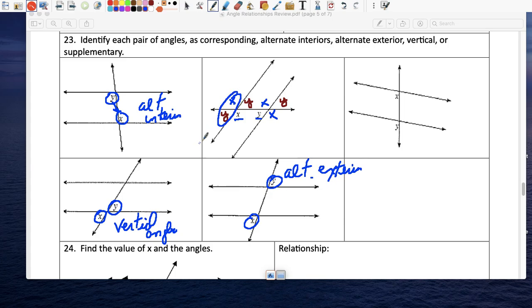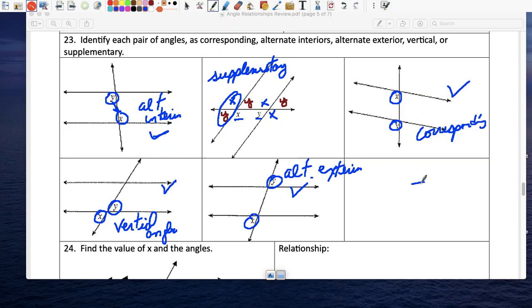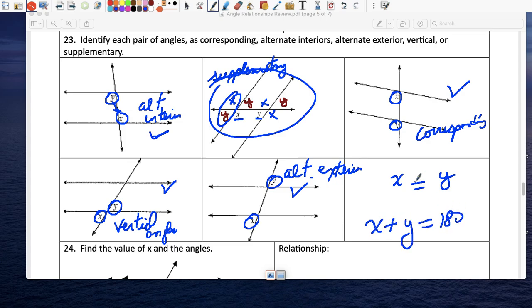So look at this. What's the relationship between those two? Well, they are on the same straight line, right? So they're a linear pair, which means they're supplementary. The sum of these two angles equals 180. These two are corresponding, which makes these guys equal to each other. So when you set up the equation, you set up that one is equal to the other, except for this. When it's supplementary, it's one angle plus the other angle, which gives you 180.